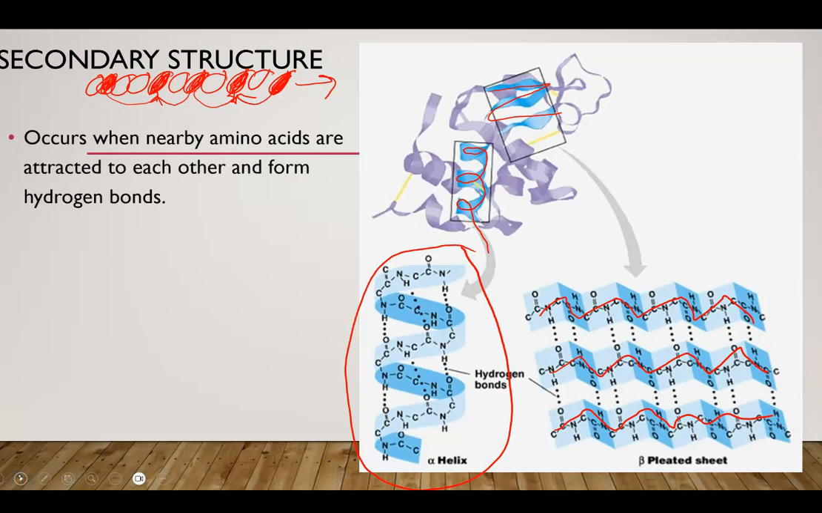is secondary structure is when nearby amino acids are attracted to each other and they form hydrogen bonds. I'm trying to show you right here, that's a hydrogen bond. And then right here, they're trying to show you that. Okay, right here we get some hydrogen bonding going on. So if you guys remember, hydrogen bonds are those weak negatives and weak positives attracting one another. And it just bends that primary structure, that straight line, into these different shapes. And that's important for our cells.